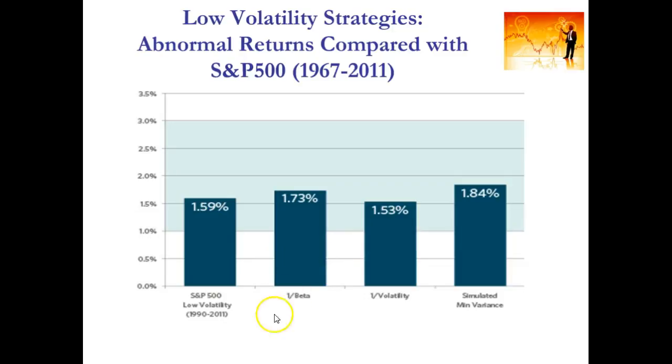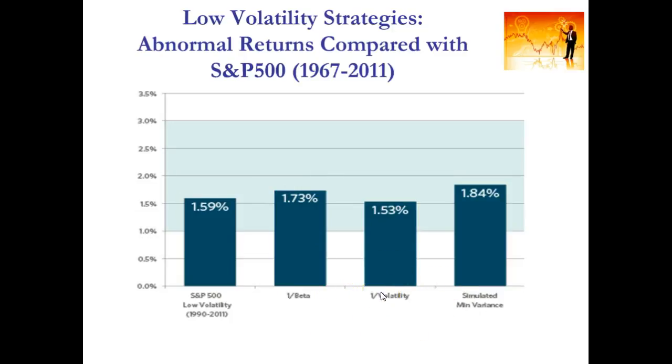A couple of other strategies are looking at weighting stocks according to the inverse of their measures of risk. So the one-on beta approach is whereby you look at weighting stocks according to the inverse of its beta. So if you've got a high beta stock, a high risk stock, the inverse of beta will mean it will have a very low weighting, whereas low beta stocks will have a very high weighting. And that particular approach also generates positive abnormal returns of about 1.73%.